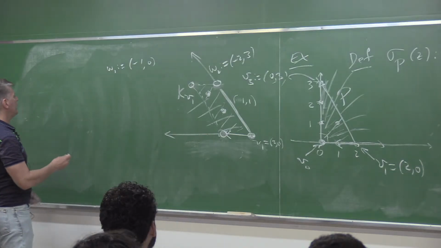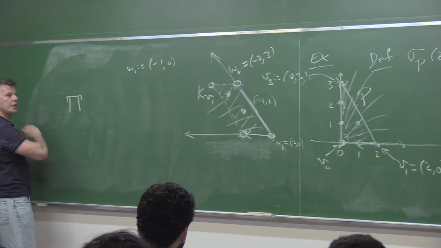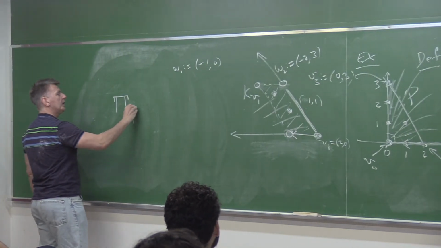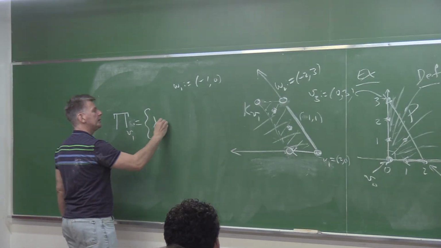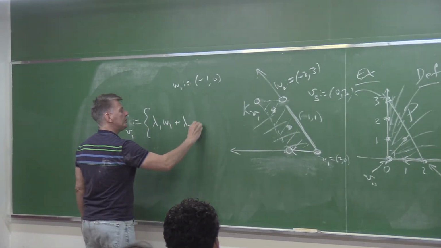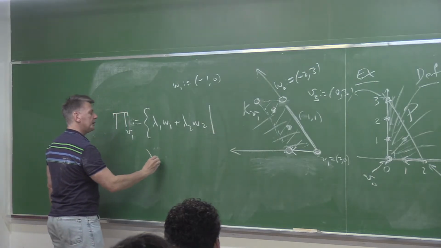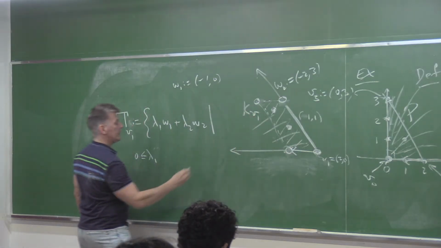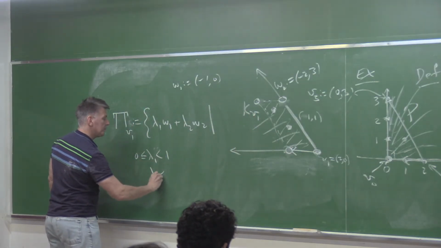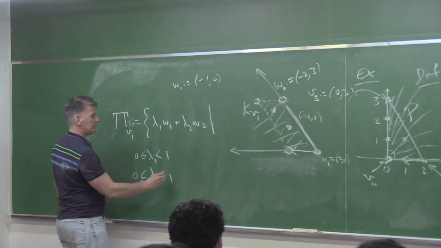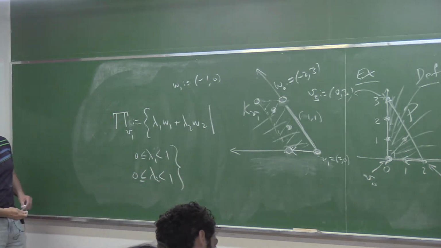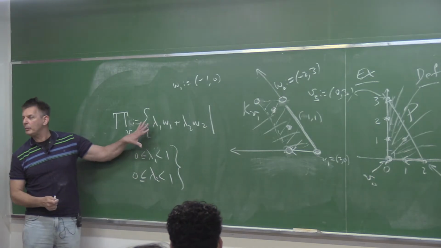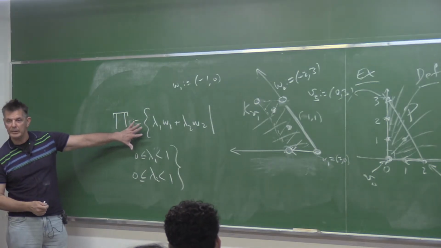So at this point, I should define what the half-open parallelepiped is. Traditionally, in discrete geometry, we use capital pi for this half-open parallelepiped at V1, and it's the set of all lambda 1 W1 plus lambda 2 W2, such that lambda 1 is closed on this side and open on the other side. Okay, so this is a fundamental parallelepiped that sits at the origin, obviously.